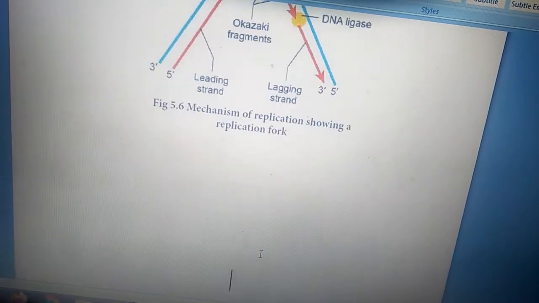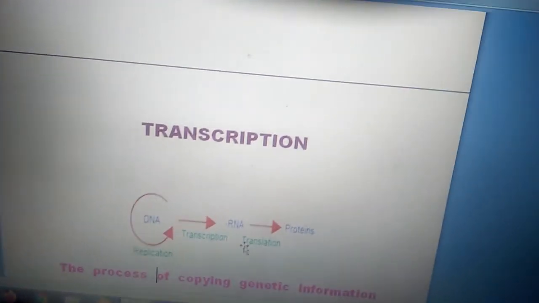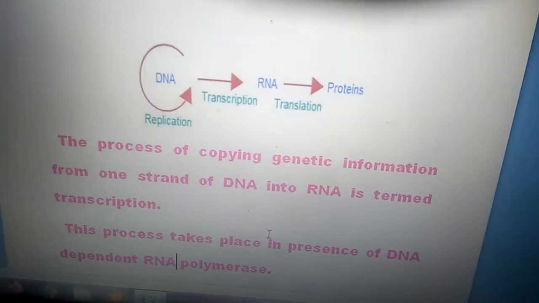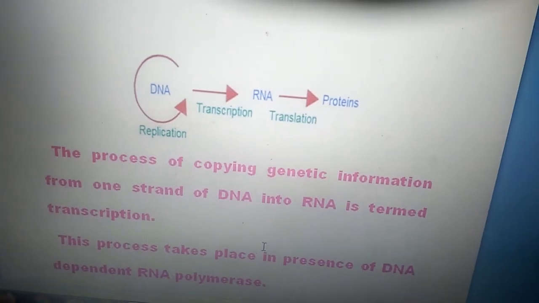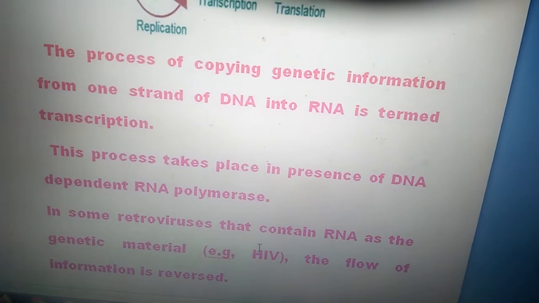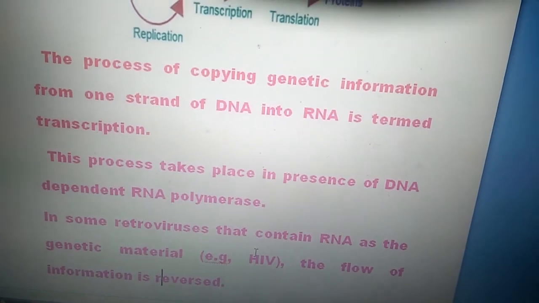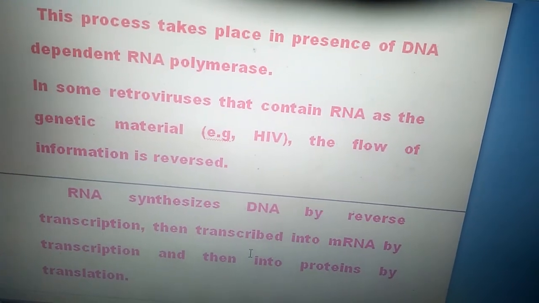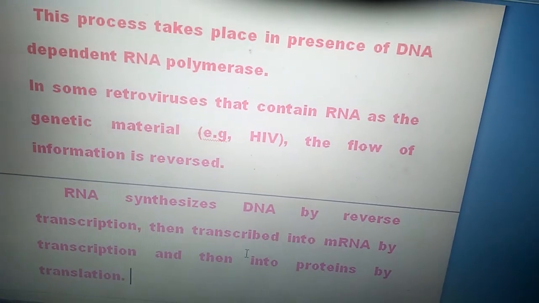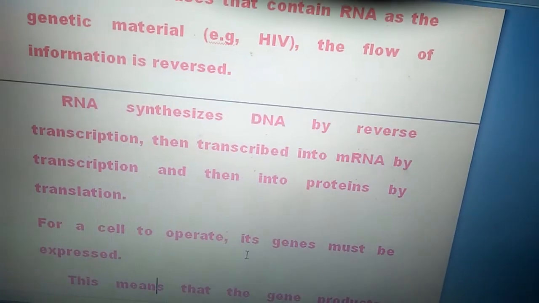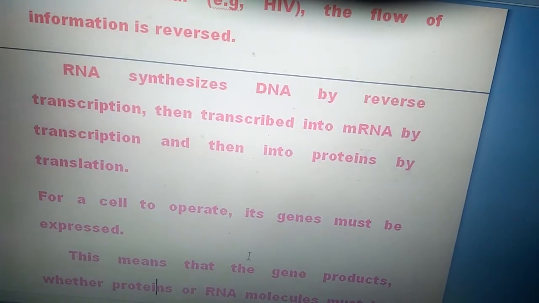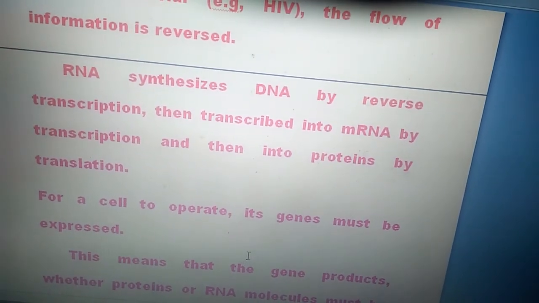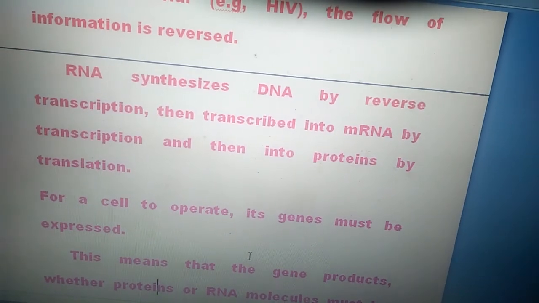Transcription. The process of copying genetic information from one strand of DNA into RNA is termed transcription. This process takes place in the presence of DNA-dependent RNA polymerase. In some retroviruses that contain RNA as the genetic material, for example HIV, the flow of information is reversed. RNA synthesizes DNA by reverse transcription, then DNA is transcribed into messenger RNA by transcription and then into protein by translation.